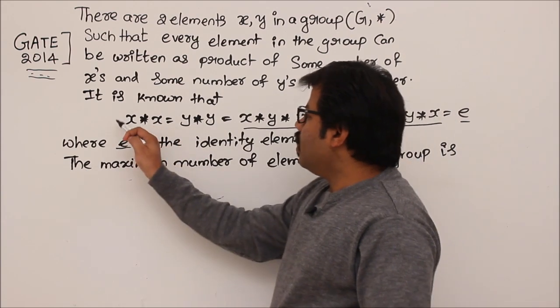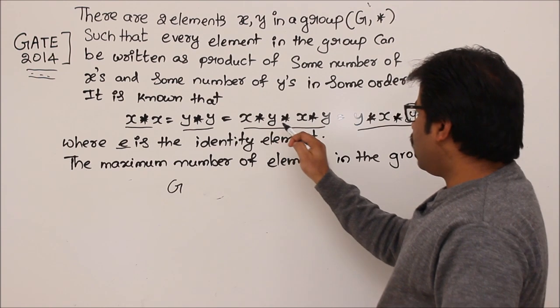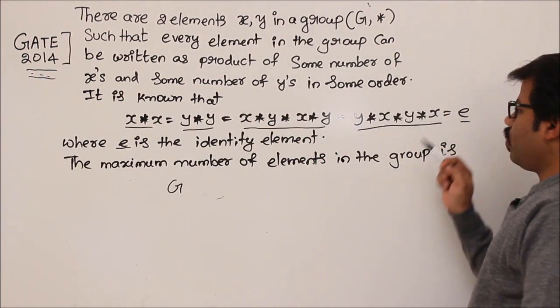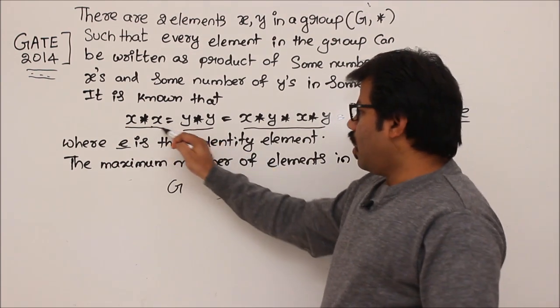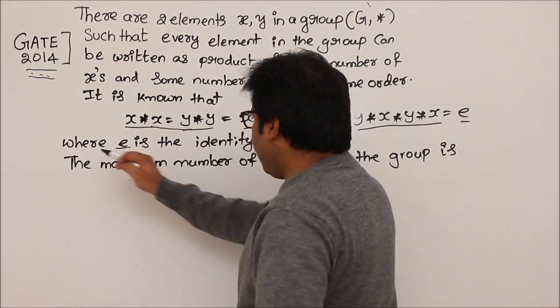The second important point is, it is known that x star x equals y star y equals x star y star x star y equals y star x star y star x equals E. All these elements are nothing but equal to E. Fine. Where E is the identity element.